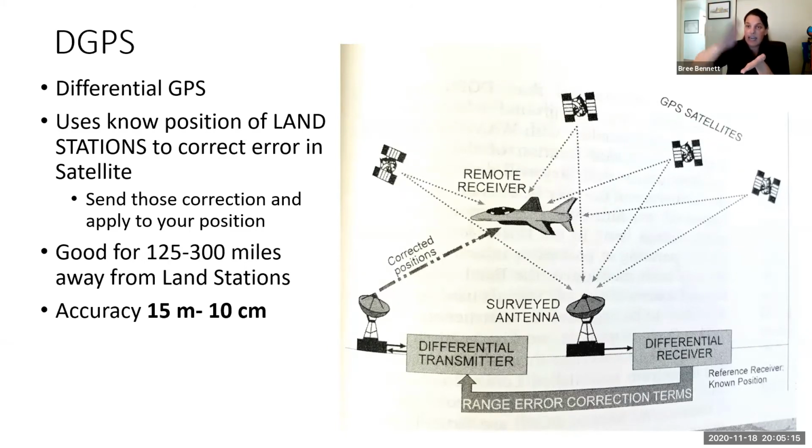That time calculation of how long it took to receive the signal, it sends that correction back to the satellite. So when it's receiving signals from all of these other boats, it can apply that correction. Essentially, you're getting a corrected signal because it has these fixed receivers, and it is much more accurate. We get 15 meters to 10 centimeters accuracy, which is incredibly accurate.